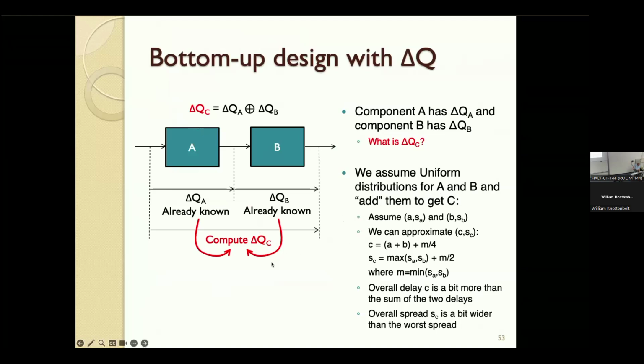So we can see that for delta Q C, the minimum is the minimum of A plus B plus a little bit more. The spread is the maximum of the spreads plus a little bit more, okay? So the overall delay is a bit more than the sum. The overall spread is a bit wider. So things are a little bit worse than if you were just adding the two uniform distributions naively, okay?